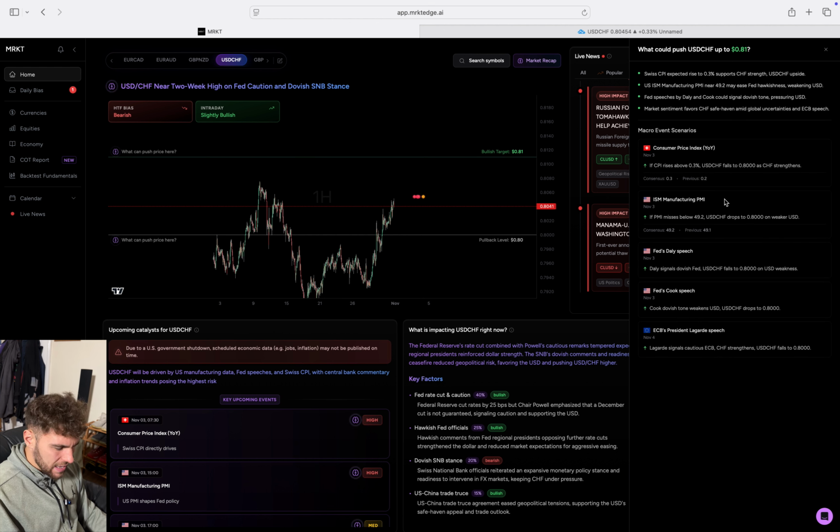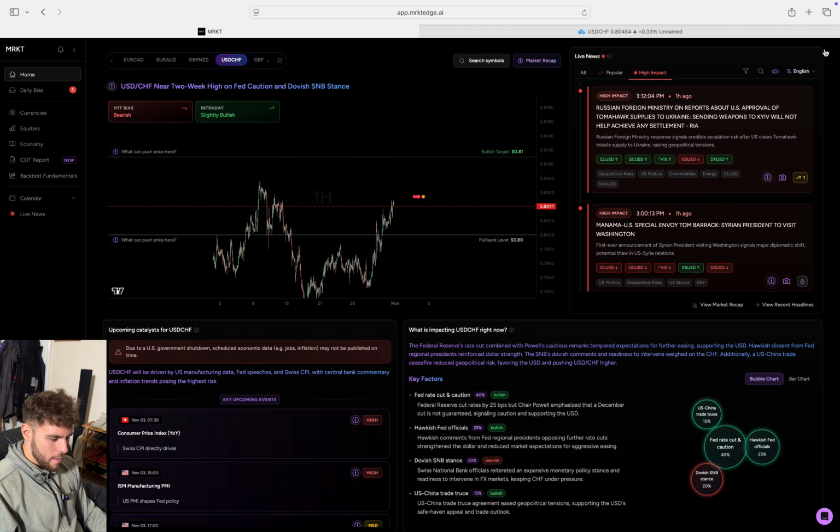So as you can see here, we have the Swiss CPI expected to rise 0.3, which supports CHF strength and USD/CHF upside, manufacturing PMI, so all the macro events and scenarios that can come out, and what we need those results to be to push this pair up. Market AI is just absolutely fantastic. It shows me exactly what I'm looking for, so I can prepare and obviously modify my trade if I need to.